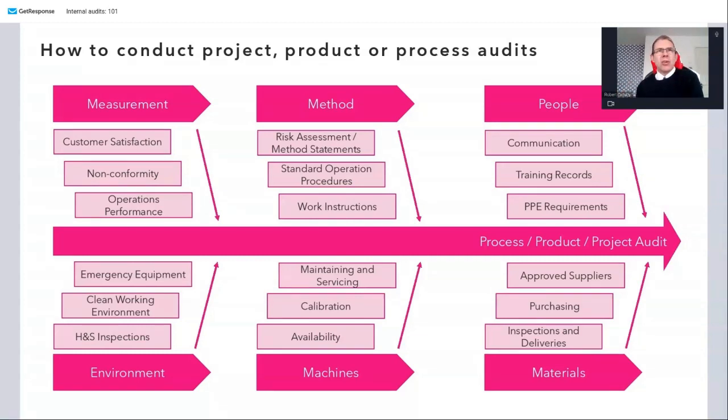Are people following it? Do they understand the actual use of it? Do they understand the limitations of the use for it? Do they need breathing apparatus, for example? So these are some of the key processes and procedures and documents that you may be able to reference.